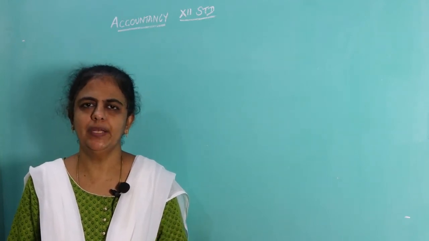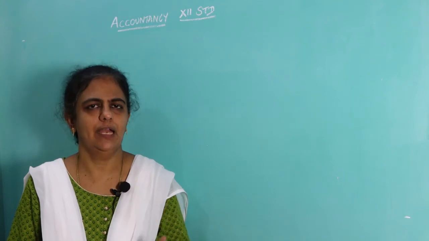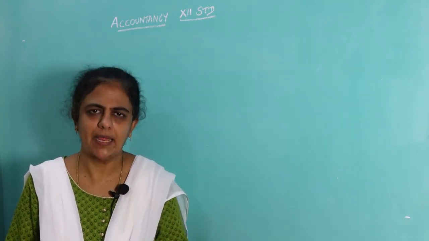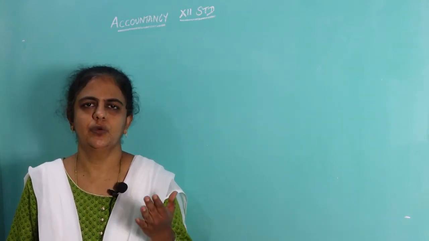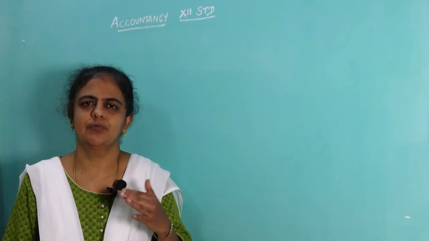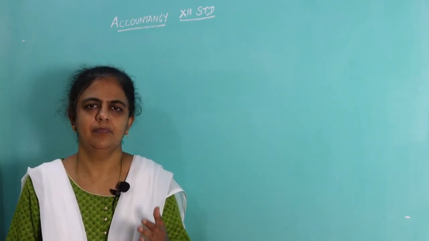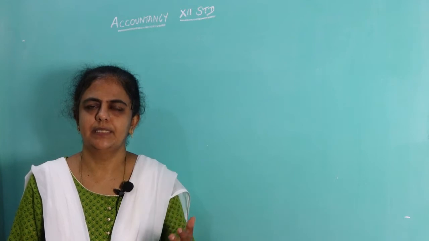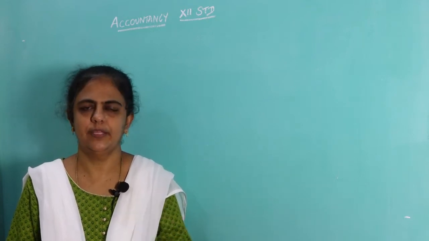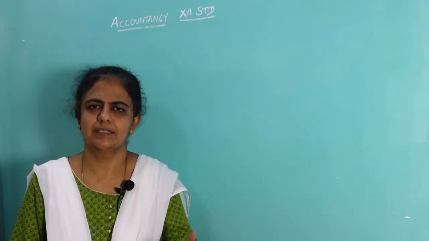So as I told you, in case of retirement, you revalue all your assets and liabilities, you determine the new profit sharing ratio, the gaining ratio, you transfer all the reserve, surplus fund and surplus, reserve fund, profit and loss, everything you transfer, you make the adjustment for goodwill.